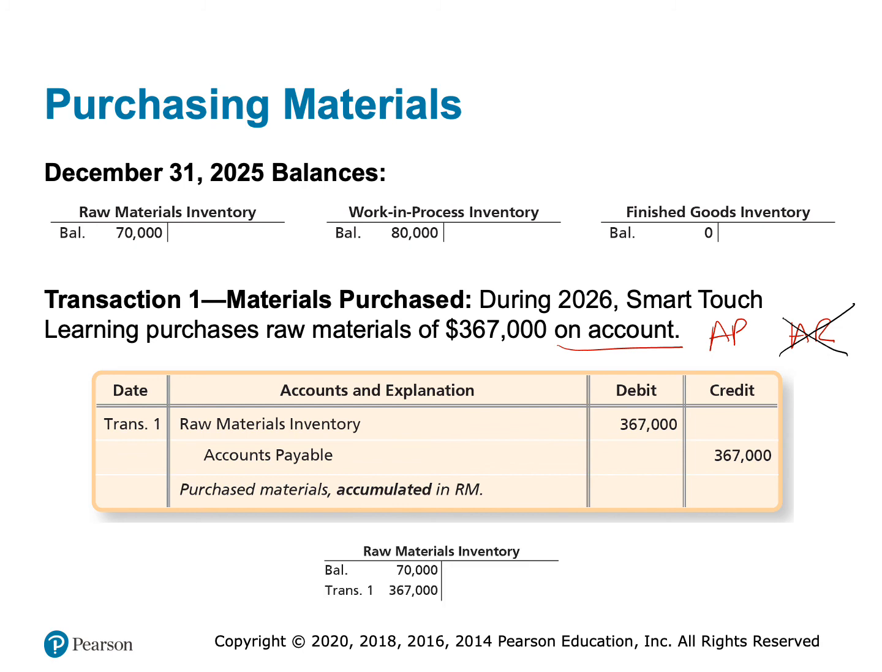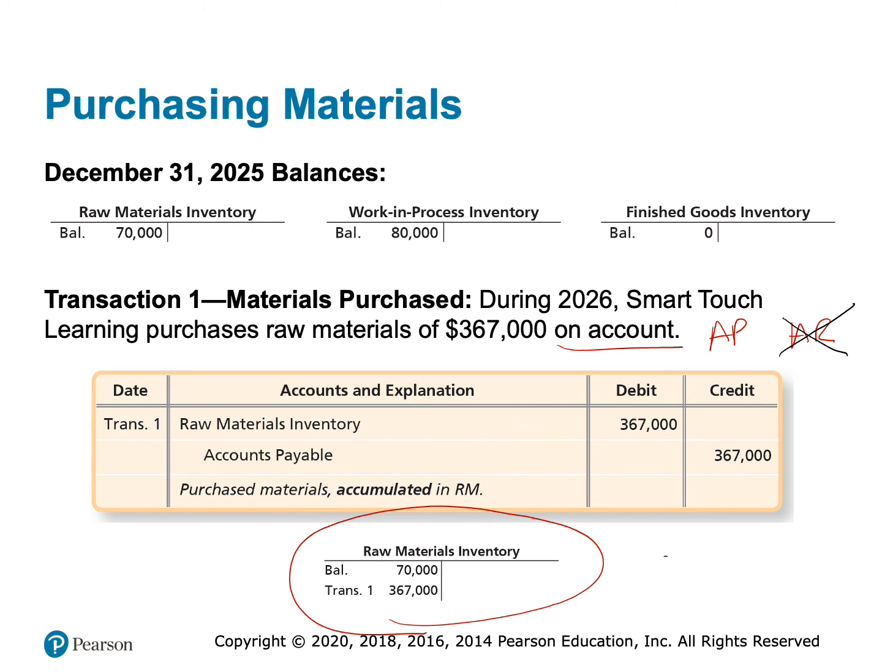And then we're going to post this to our raw materials account. So notice your new raw materials T account down here at the bottom. Don't draw a new T account. We're just showing you what it looks like after you've posted it. So you've gone into raw materials. It had a balance of 70. You're going to add 367 on the debit side to it.